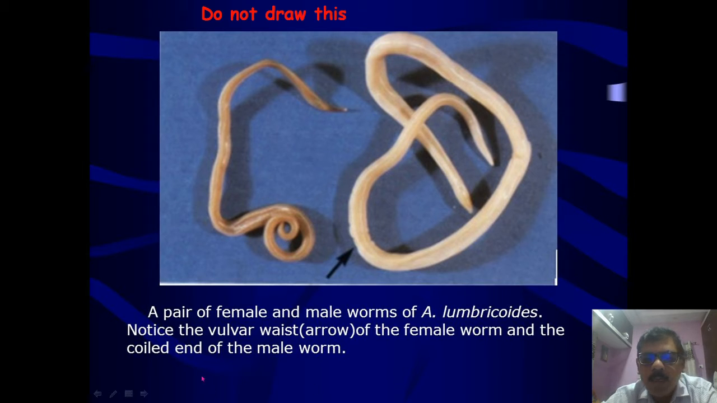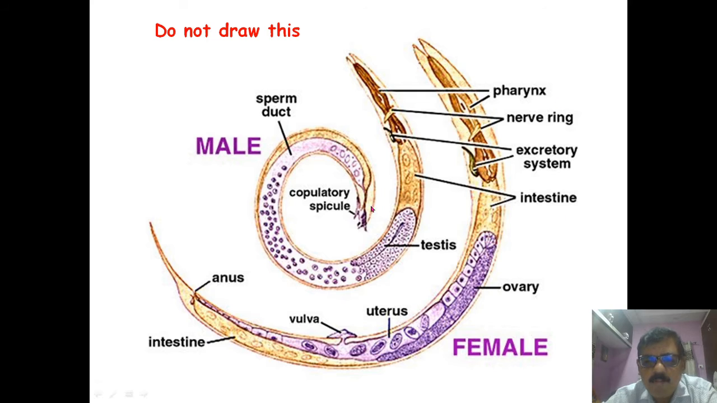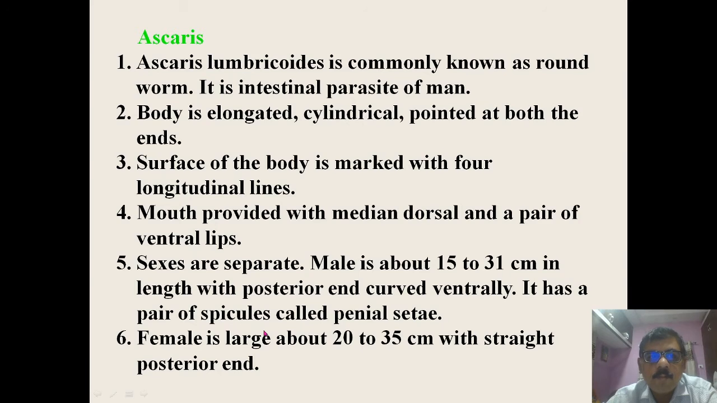This is a pair of female and male worms, Ascaris lumbricoides. This is the male having the testes, and this larger one is the female. Ascaris lumbricoides is commonly known as the roundworm, and it is an intestinal parasite of man. The body is elongated, cylindrical and pointed at both ends. The surface of the body is marked with four longitudinal lines.